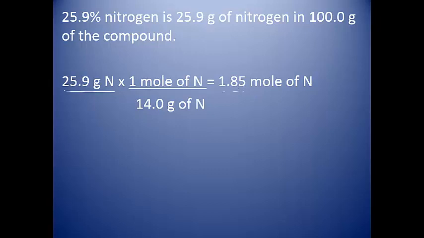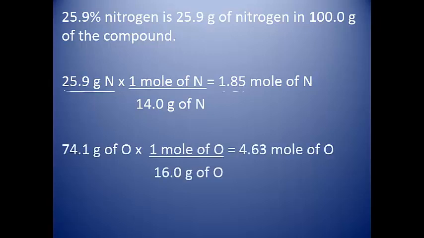And we need to do the same thing for our oxygen. We had 74.1% given to us in the problem, which is converted to 74.1 grams. And oxygen has a different molar mass. It's 16.0. So we're going to be taking 74.1 and dividing that by 16, and again, 3 significant digits. So we're at 4.63 moles of oxygen and 1.85 moles of nitrogen. Now that's just step 1, converting it over to moles.